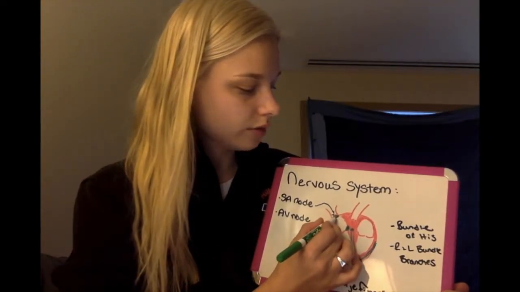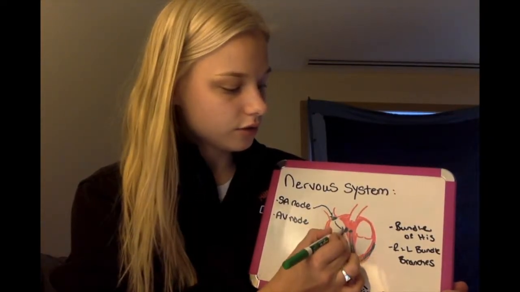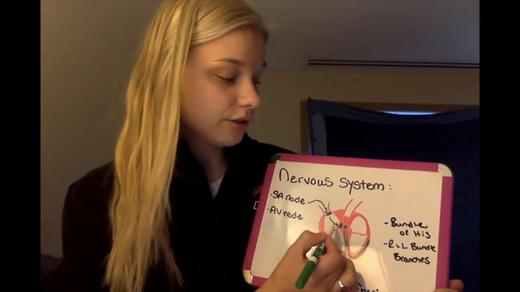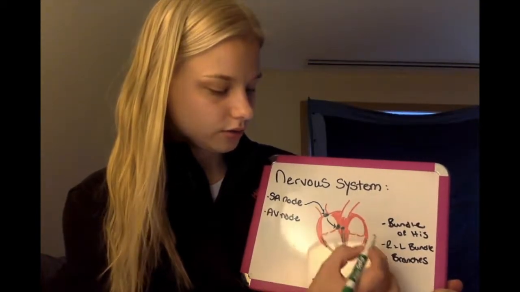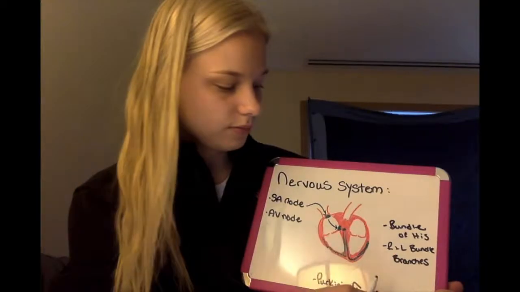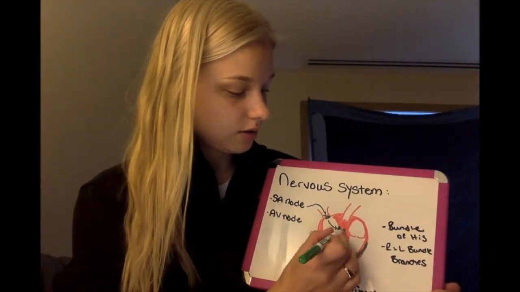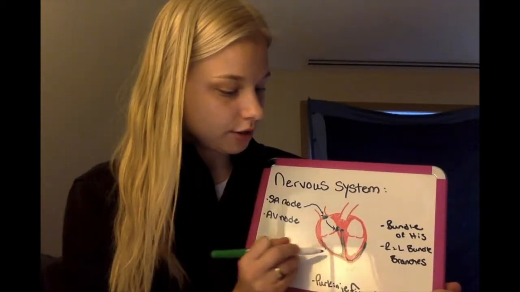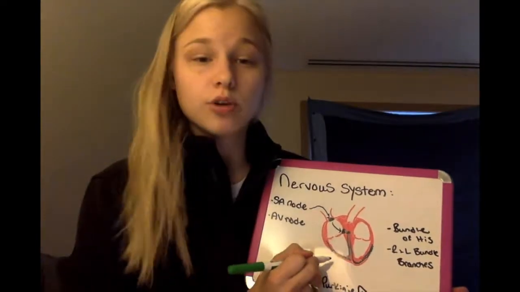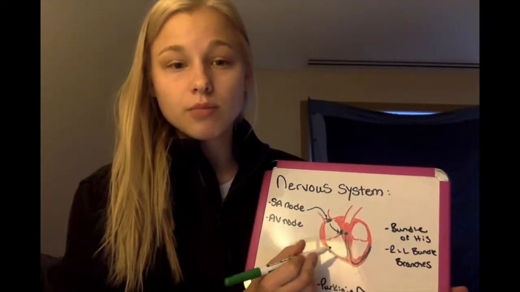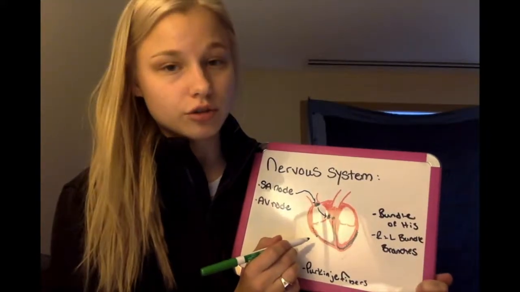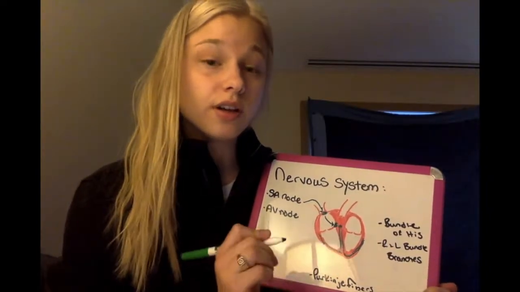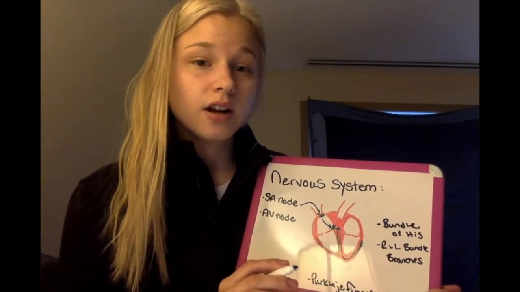Then, the stimulation or electrical signal goes to the AV node. The AV node then stimulates the bundle of His and then stimulates the right and left bundle branches, which stimulate the Purkinje fibers. The Purkinje fibers stimulate the muscle contraction of the ventricles. This all happens very fast, which causes the heart to do the lub-dub beat of the heart.